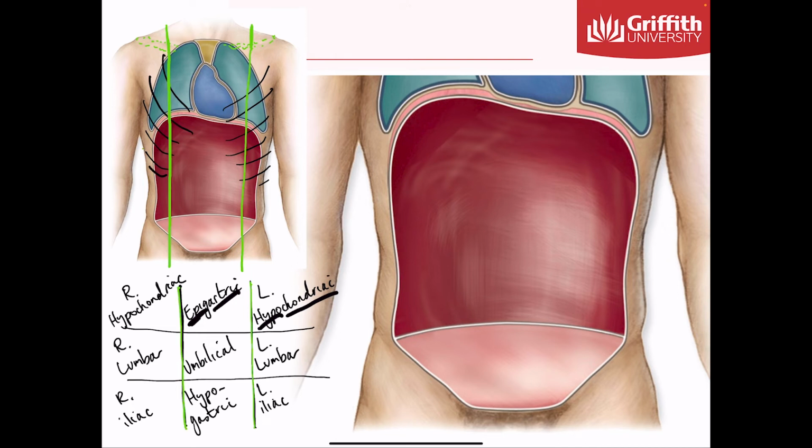Now, the horizontal lines. Where do these horizontal lines go? Well, we need to find the 9th rib. So I haven't drawn up all 12 ribs, but we need to find the 9th rib, and we go across from 9th rib to 9th rib. And then we find the hip bone, which is going to be around about here and here, and we go from hip bone to hip bone. And so now we've drawn in our 9 abdominopelvic regions. Let's now transfer this across to the image on the right.